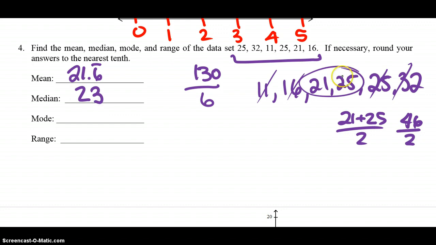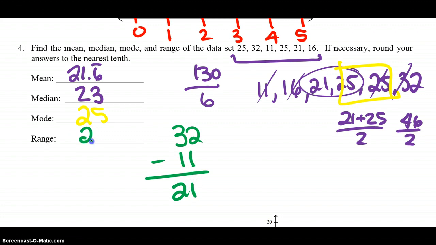My mode is my most frequent. Okay, you will see that 25 occurs twice. So my mode is 25. Lastly, my range is the biggest minus the smallest. Okay, so 32 minus 11 leaves me with 21. So my range is 21.